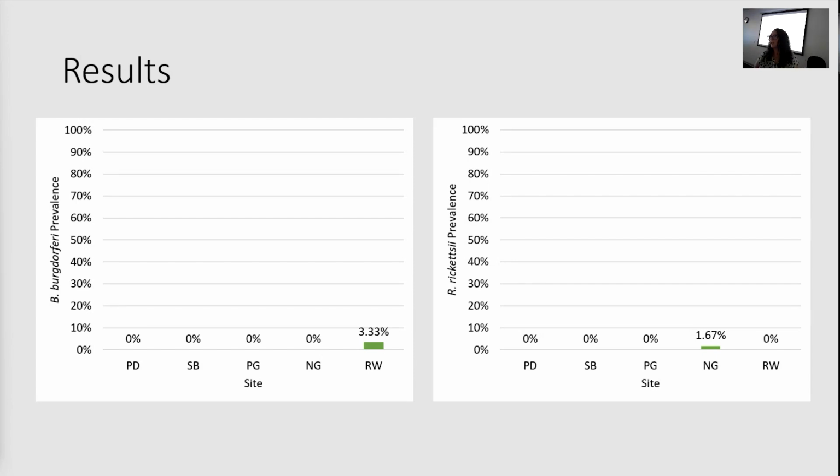So I did not detect Ehrlichia chaffeensis in any of my raccoons across my 5 sites. And I detected low prevalence of both Borrelia burgdorferi and Rickettsia rickettsii. For Borrelia burgdorferi, I only had 2 positive detections, both of which came out of my site that had the least amount of land development. And then for Rickettsia rickettsii, I only had 1 positive detection, and it was again in one of my multiple sites.